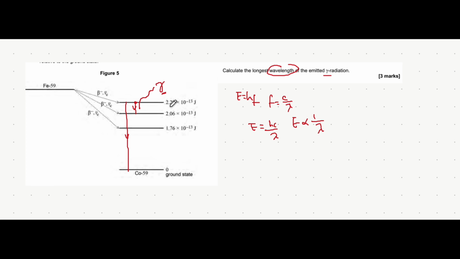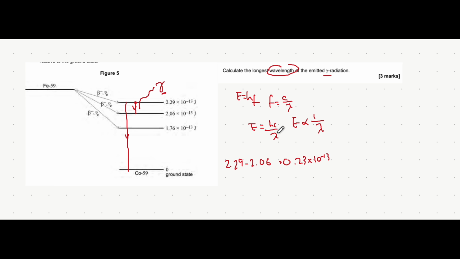So we can find the difference between these two energies. We can just do 2.29 take away 2.06. And that would equal 0.23 times 10 to the minus 13. And that's the sort of energy change that happens there.